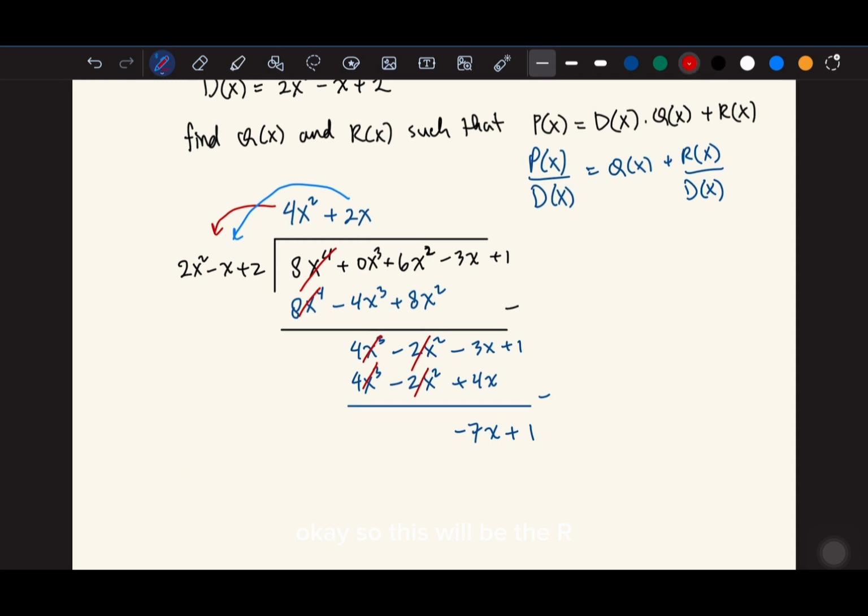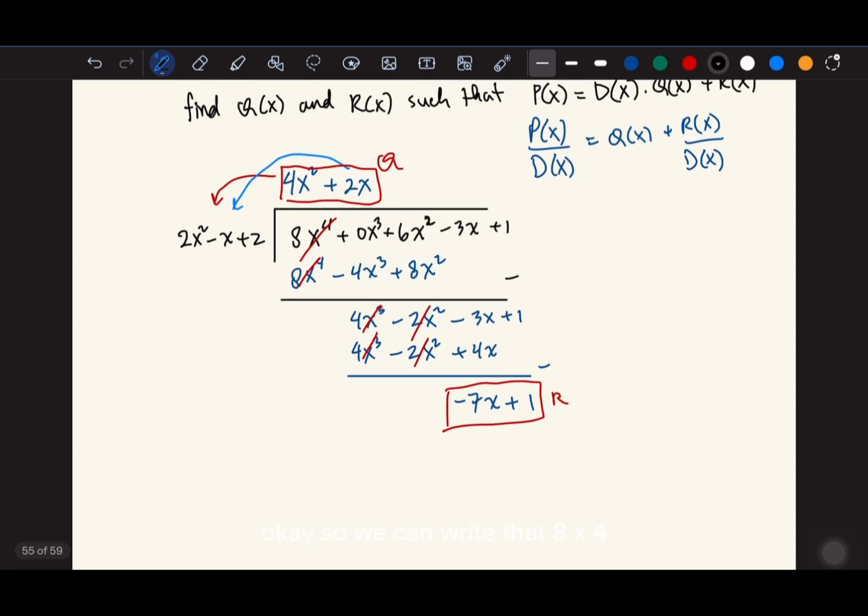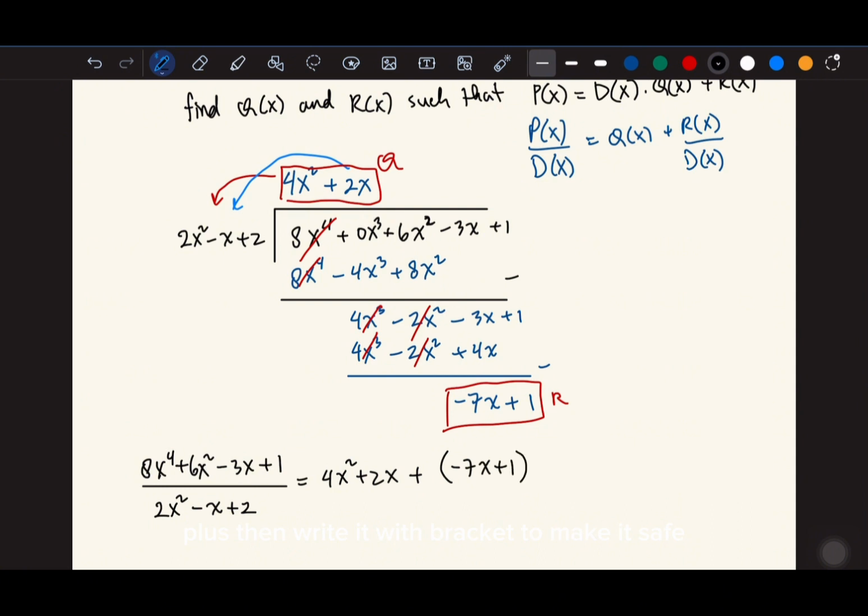Okay, so this will be the R, and this will be the Q. So we can write that 8x to the power 4 plus 6x squared minus 3x plus 1 divided by 2x squared minus x plus 2 will be equal to 4x squared plus 2x, and then plus, let me write it with brackets to make it safe, and then over.